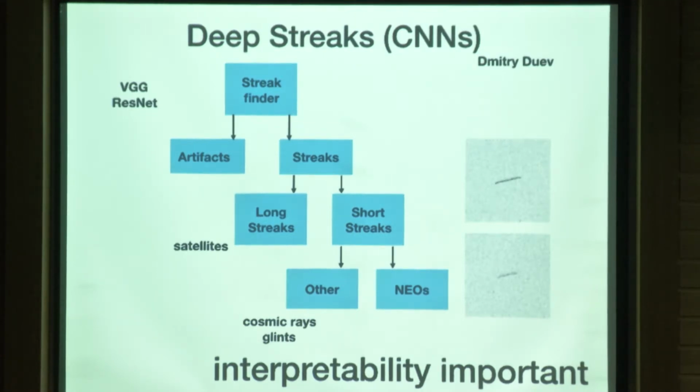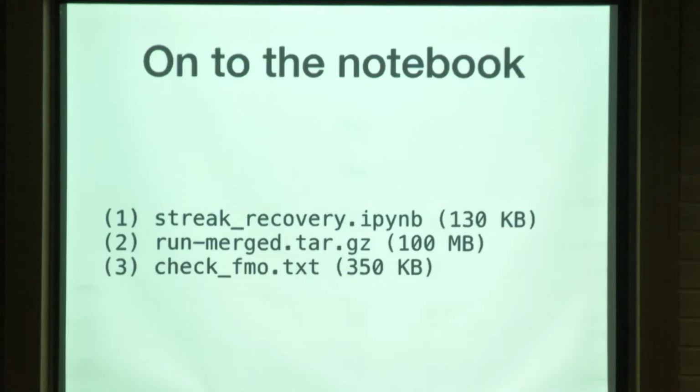Right now, there are still little things that we need to fix. But otherwise, the deep network, this three-layer network is not three-layer, but three-stage network is doing as well as humans in almost all the cases, and also better in some cases. So that's where right now. But again, the interpretability is important. So let's go on to the notebook now.